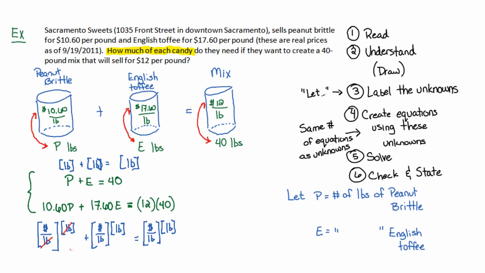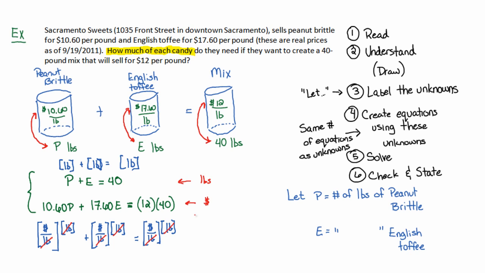The word pounds will cancel there. The word pounds will cancel here. The word pounds will cancel there. So this tells you what this equation is talking about. Money plus money is equal to money. This equation is talking about the money. That's the money equation. And that is the pounds equation. Okay? So that's a very advanced way to do this, but it also allows you to check your work.